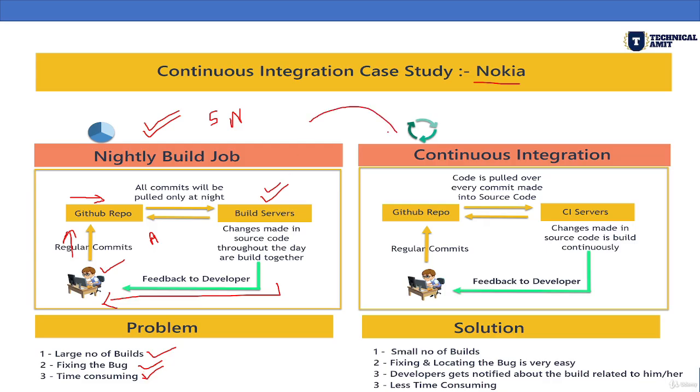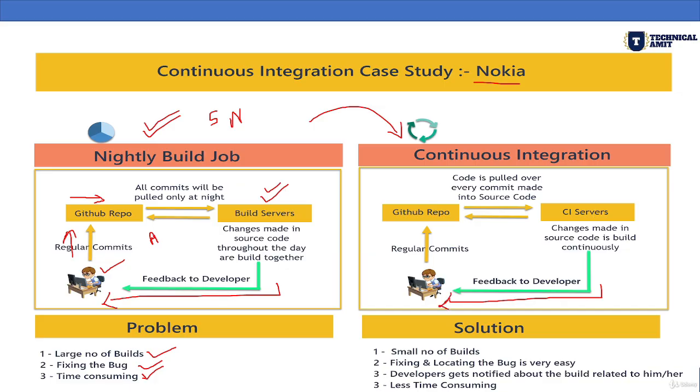Once Nokia switched to continuous integration, what happened? Now every time a developer is committing the code to the GitHub repo, that CI server, this time not build server, this time CI server, our Jenkins, our GitHub, Bitbucket, Bamboo, GitLab, or we've got Copilot, some other servers we are using, they will immediately fetch the changes. They will immediately do the validation. They will immediately compile the code, run the test cases, run some other unit test cases, run some automated test cases, and they will immediately send the feedback to the developer.